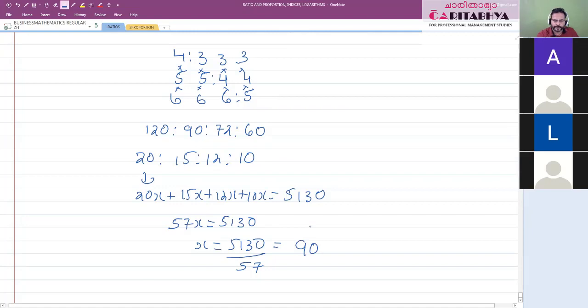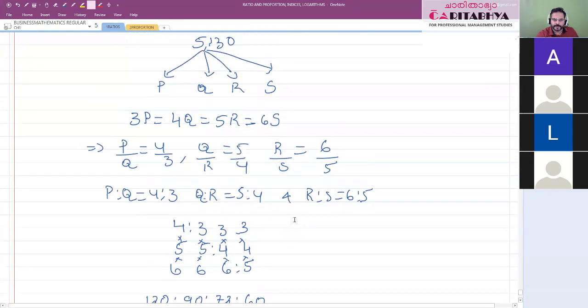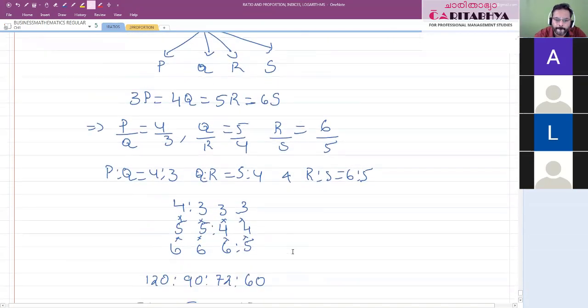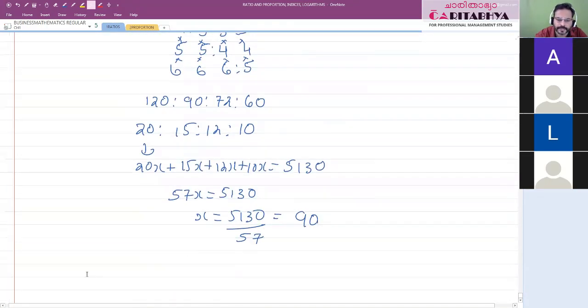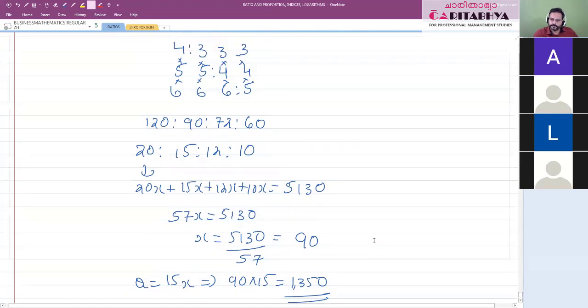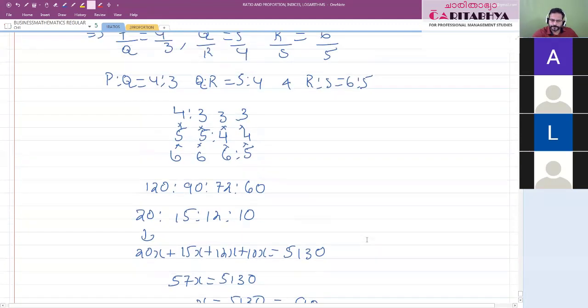കിട്ടും. Therefore Q-ന് എത്രയാണ് കിട്ടുന്നത്? Q-ന് 15x ആണ്. Therefore Q-ന് കിട്ടുന്നത് 15x ആണ്. That implies 90 into 15 is equal to 1350. Clear ആണോ അപ്പോൾ? Yes, sir. കിട്ടിയല്ലോ എല്ലാവർക്കും ആൻസർ?